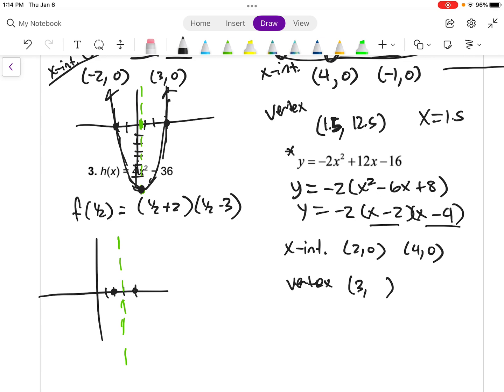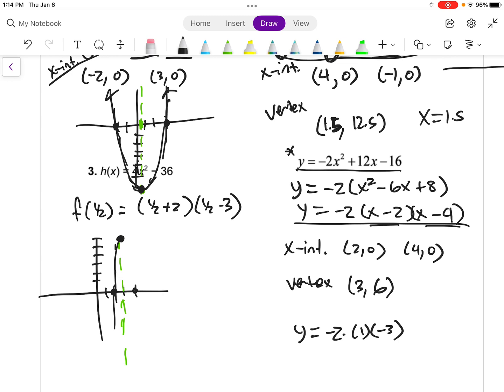So I'm going to plug it back in. You can either plug it into the original function or into the factored form. It doesn't matter. I'm going to plug it into the factored form. I have negative 2 times, plug the 3 in there, 3 minus 2 is 1, times 3 minus 4 is negative 1. I multiply those all together and I get 2. So when I plug 3 in, I get 2 back out. Okay, so I come over to my graph, and at 3, 2, there's my vertex. And there's my parabola opening in that direction.